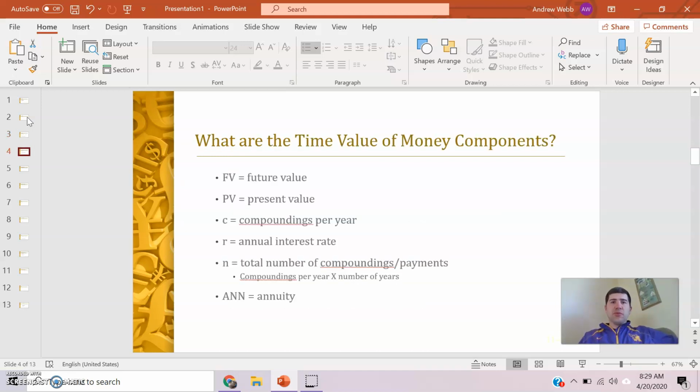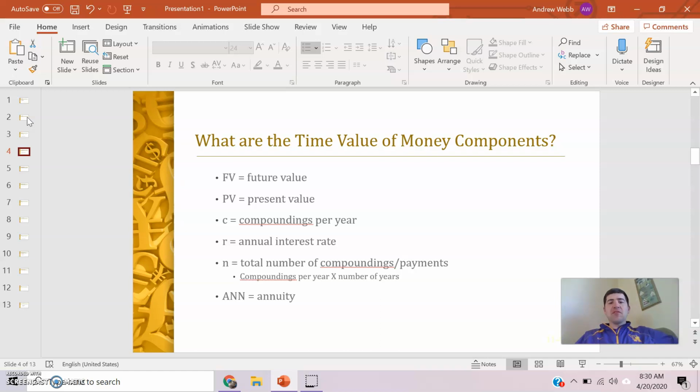So some things for you to realize. If I were you, I would pause the video here and write these down. FV stands for future value, PV stands for present value. We don't write out future value and present value. C is the number of compoundings per year. So if something compounded quarterly, 4 quarters make up a year, so that's 4. Monthly, 12. You can even do this by the second. It's pretty crazy. R is the annual interest rate.